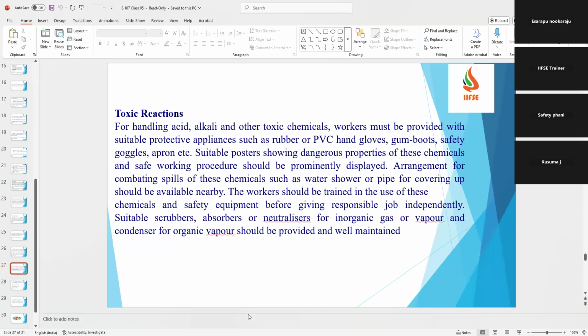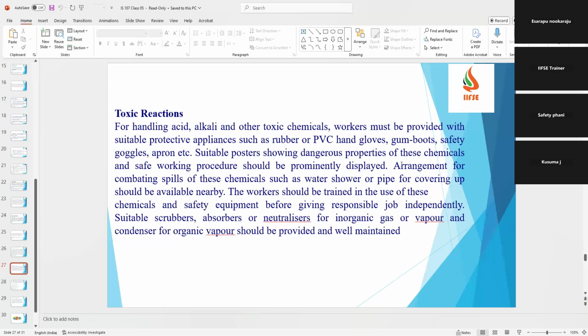It does not mean that this is only for the toxic reactions. For the other reactions also, we can display the dangerous properties of chemicals, like the hazards associated with those chemicals, and also safety precautions. Then safe operating procedures also need to be displayed.